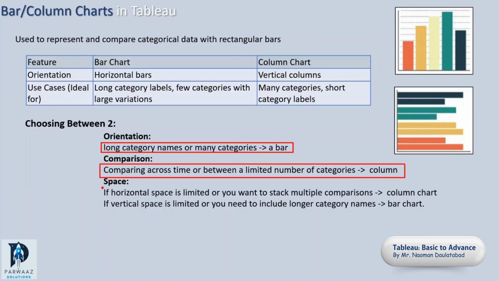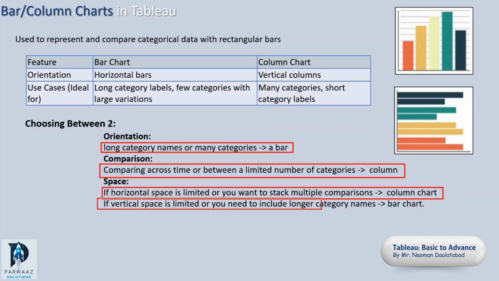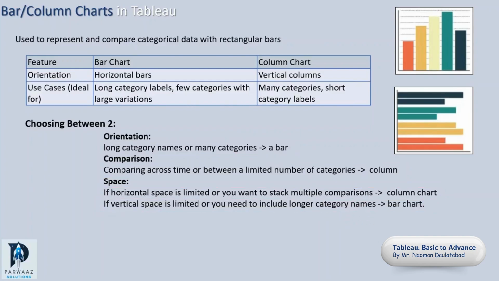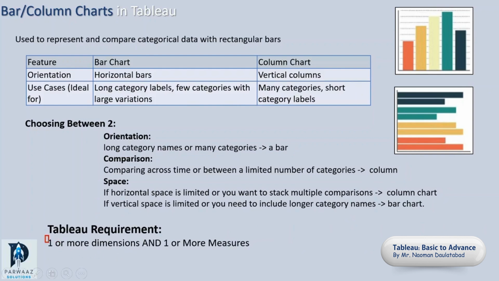If the horizontal space is limited, or you want to stack multiple comparisons, go for the column chart. On the other hand, if the vertical space is limited or you need to include long category names, go for the bar chart. So in Tableau, the requirement to create this chart is you should have at least one or more dimensions and one or more measures. These are the requirements to create a bar chart.